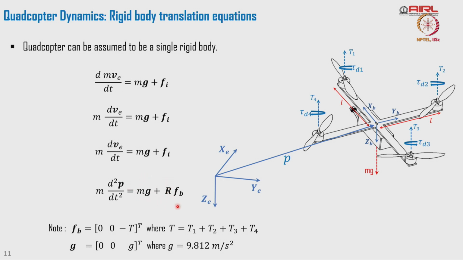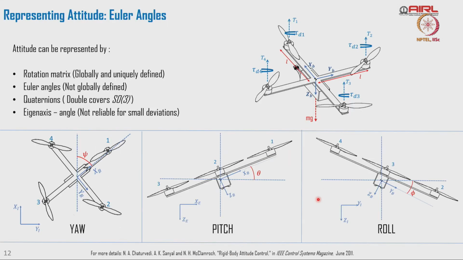The force is equal to R times Fb, where Fb is the force which is acting on the body frame. So, I have to do the translation, and here for gravity I am just assuming 9.812 meter per second square. Now, coming to Euler angles, we are looking at rotation in the z plane if you take psi, and then rotation in the x plane and y plane if you take phi and theta. Phi, theta, psi is very important, which is required for us to represent the orientation of the vehicle.